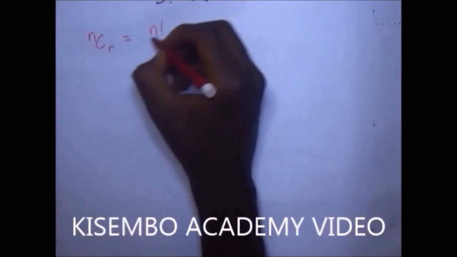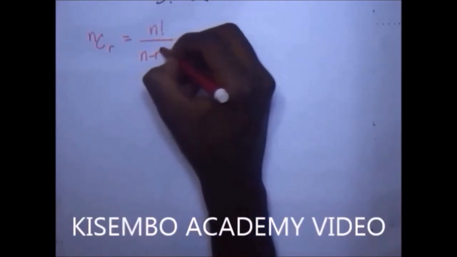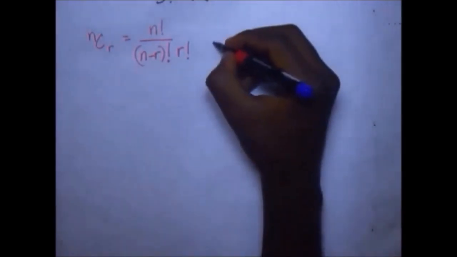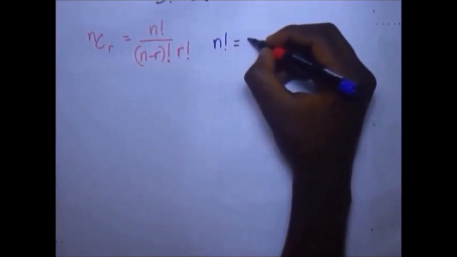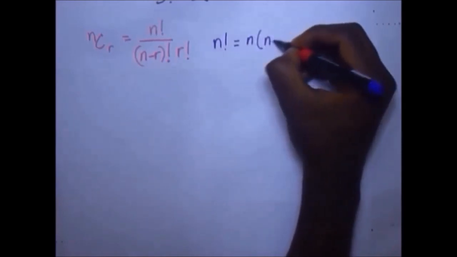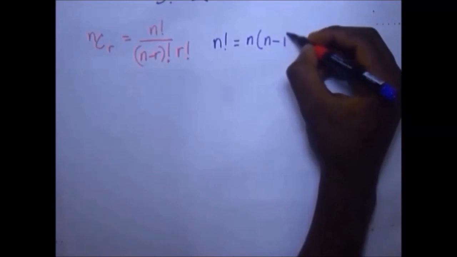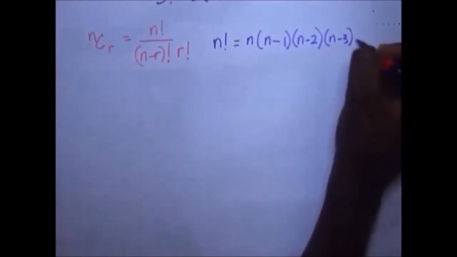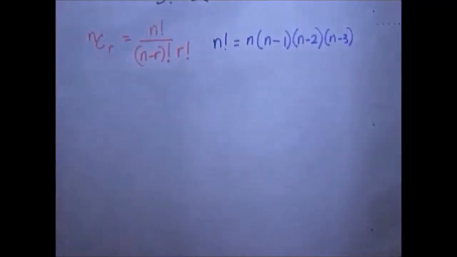Now from here you should know that n combination r is equal to n factorial over n minus r factorial times r factorial. What do I mean by factorial? By factorial, I mean n factorial is the same as saying n times n minus 1 times n minus 2 times n minus 3, and so on until the value of n diminishes to 1.